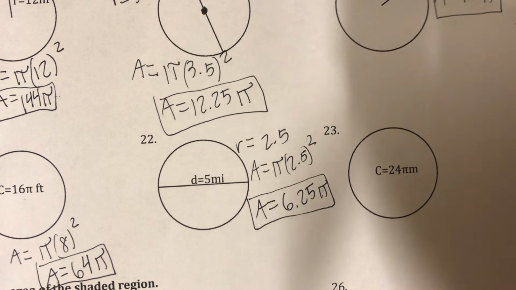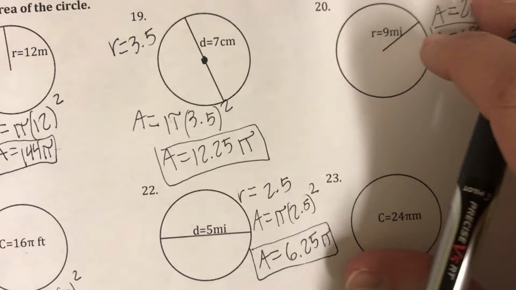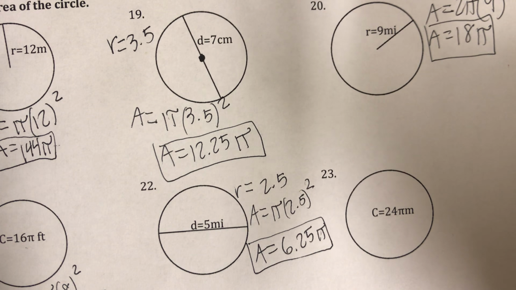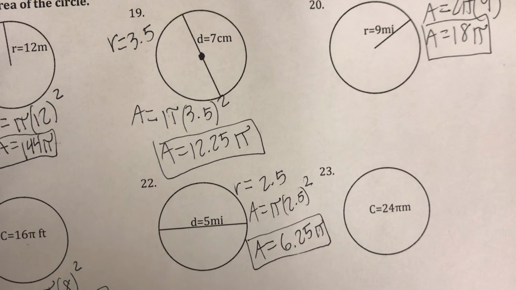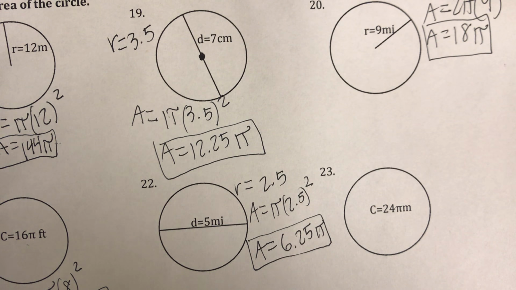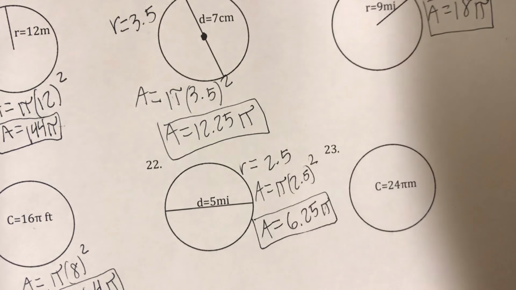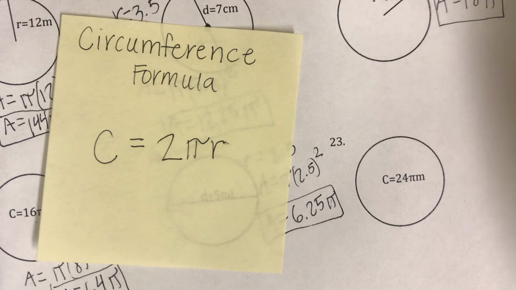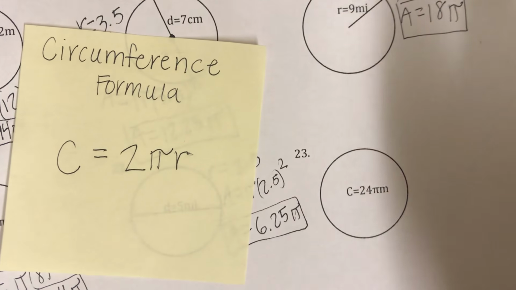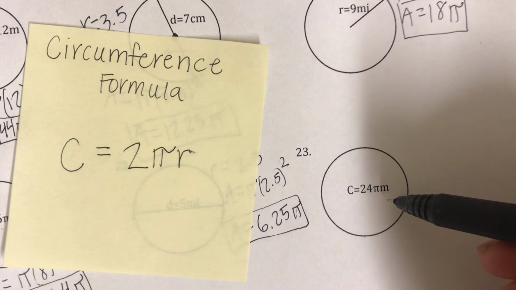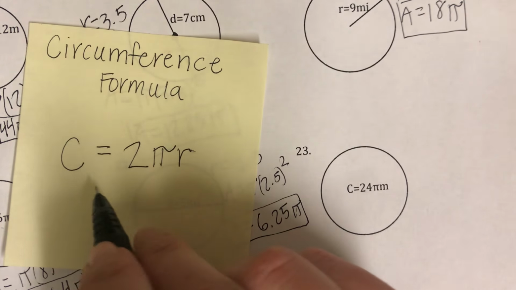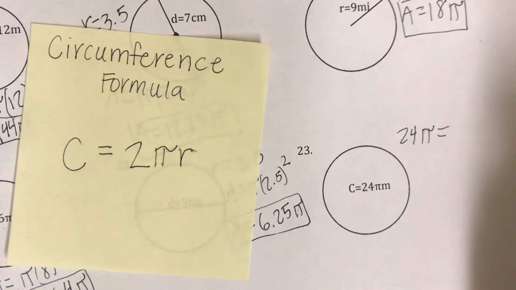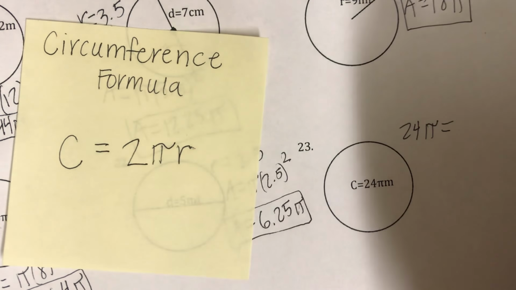Okay, the last one is like 21, or I guess the last one of finding the ones that aren't shaded in. So 23, circumference is equal to 24 pi. Remember, I'm going to look at my circumference formula and solve for radius so that I can use that radius to find the area of my circle. I'm given that the circumference is equal to 24 pi. So I'm going to substitute 24 pi in for C, and 24 pi is equal to 2 pi r.